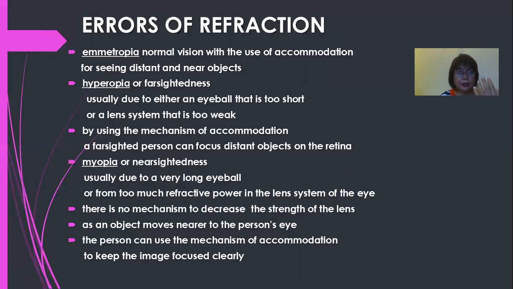So for a myopic person, the nearer the object goes to your eye, the more focused it is on the retina. The farther it is, the less focused it is on the retina. So for hyperopia, you have farsightedness, so you can see far objects clearer. For myopic people, you can see near objects clearer or in focus.